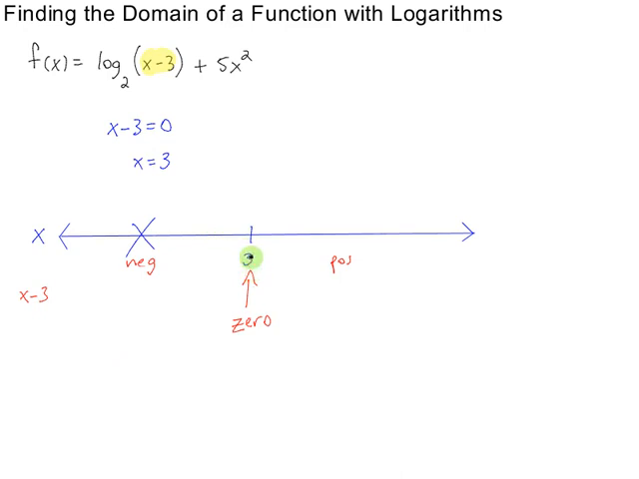Now, can 3 be in the domain? Well, 3 makes the argument x minus 3 equal 0. Well, you can't take the log of 0 either. You should try that in your calculator. So that means this number is not in the domain, so we'll put an open circle on it.